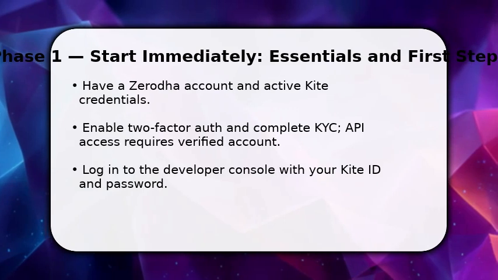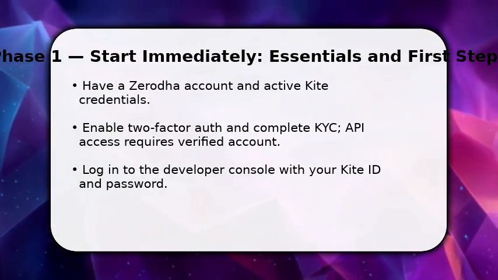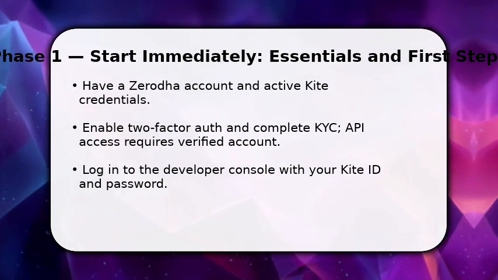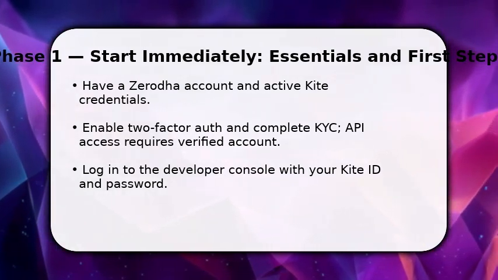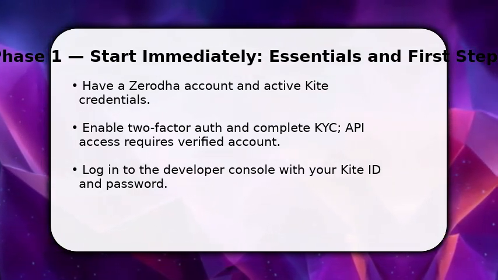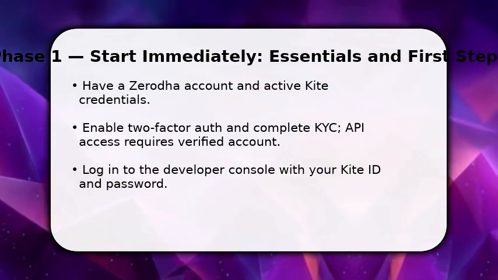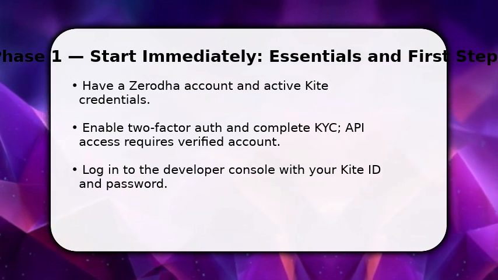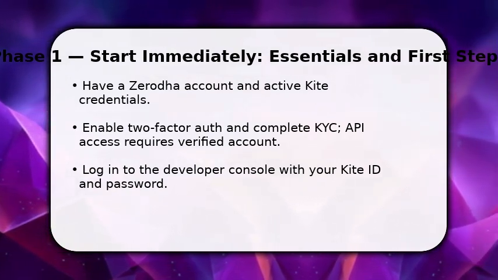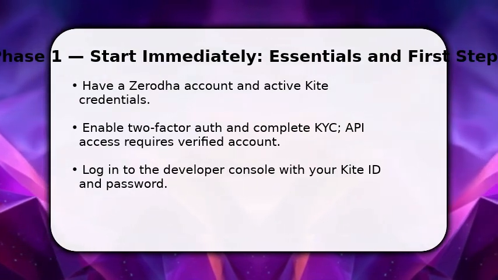You start by confirming two things. Your Zerodha account is active, and your KYC and two-factor authentication are complete. Once done, log into the Kite developer console using the same Kite credentials you use to trade. Make sure to choose a clear project name, group your keys, and select the appropriate access scope. You do this now to avoid rework later, because permission scopes control what your API key can read and execute.